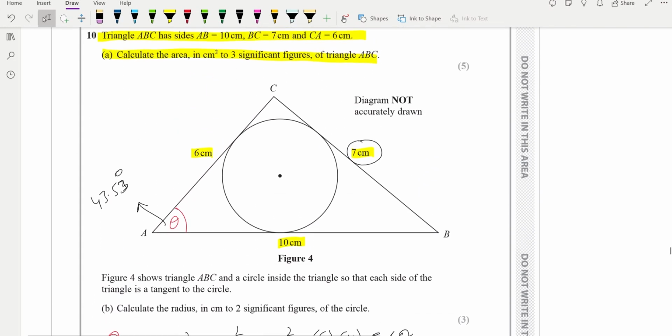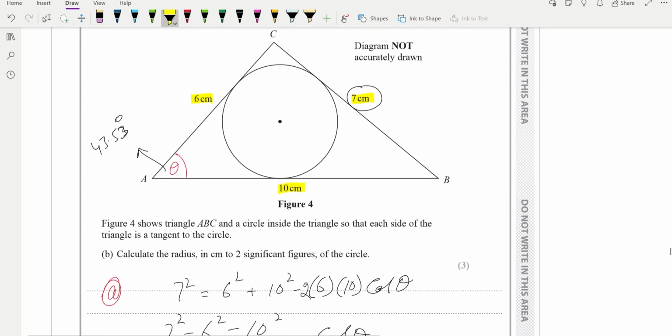Now we can go for the B part. B part says figure 4 shows triangle ABC and a circle inside the triangle so that each side of the triangle is tangent to the circle. Calculate the radius in centimeter to two significant figures of the circle.